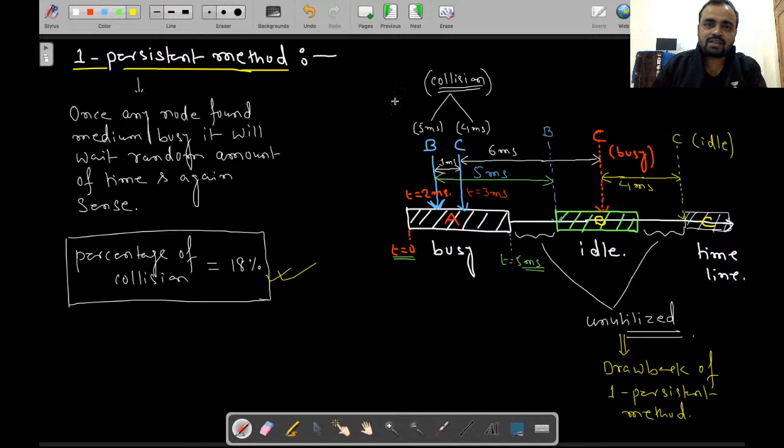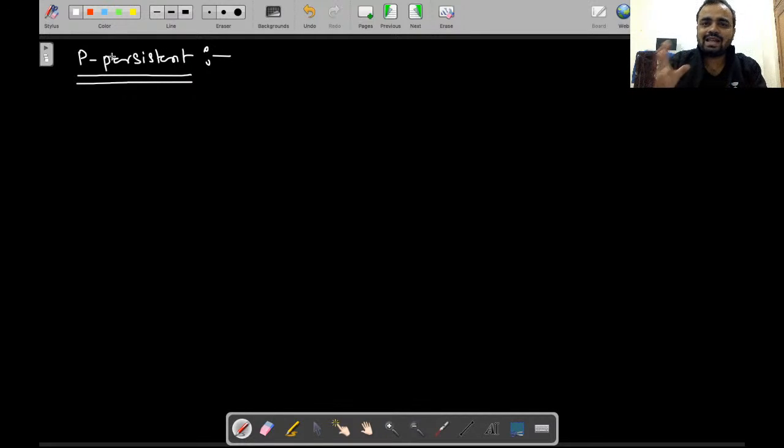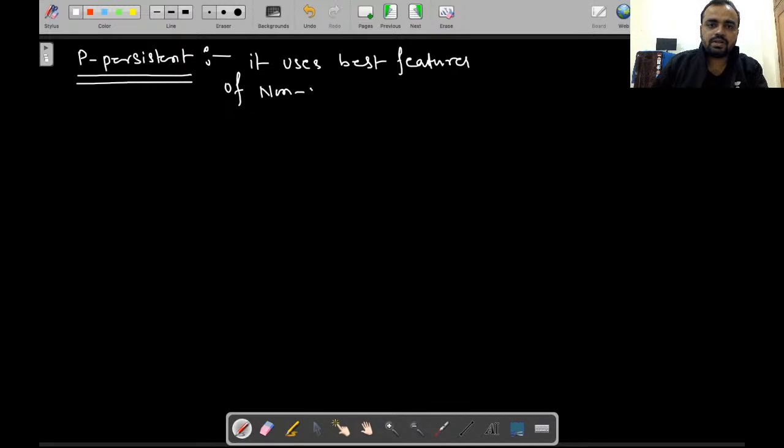So the last method is P persistent. What is P persistent? It just chooses the best approach of non-persistent and one persistent. It uses the best features of non-persistent and one persistent. What are those? In P persistent, first of all, the medium will be continuously sensed.